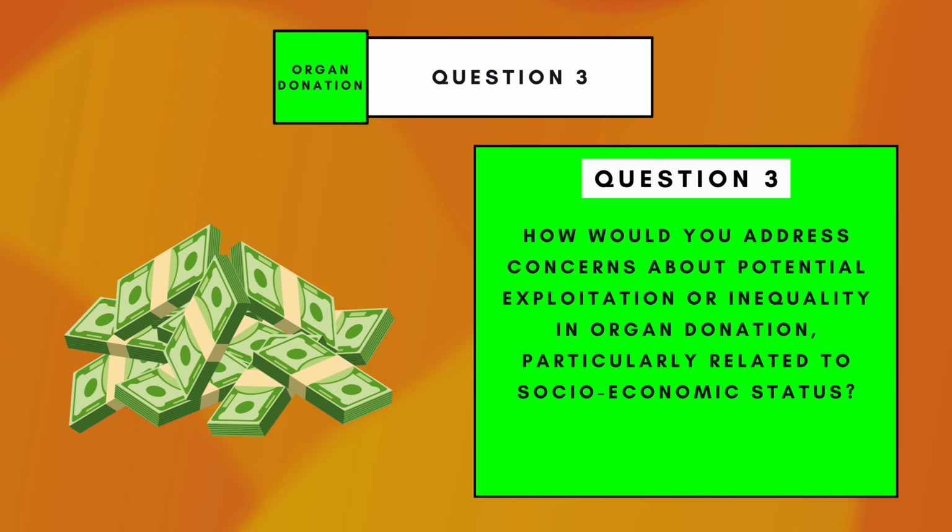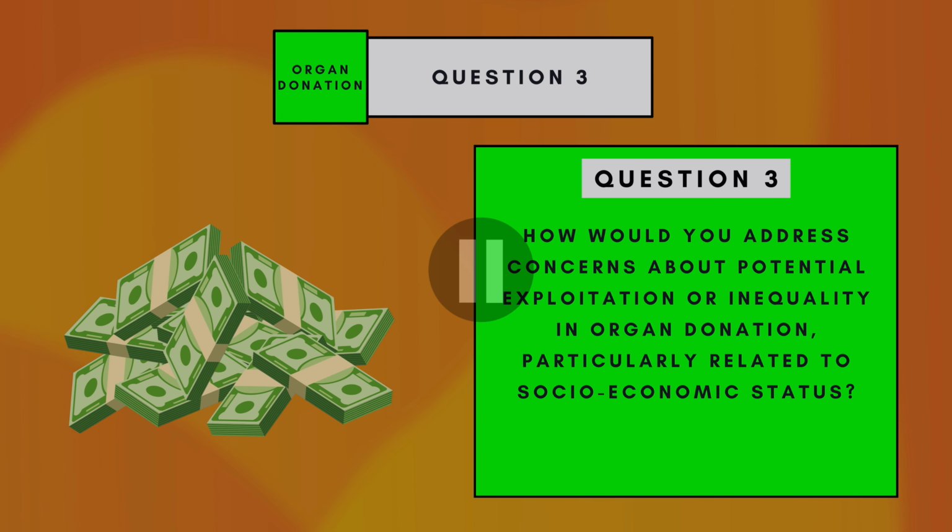How would you address concerns about potential exploitation or inequality in organ donation, particularly related to socio-economic status? So a much more vague, open question this. This question is getting at how you would ensure organ donation remains a fair and transparent process. So the first bit was about exploitation.